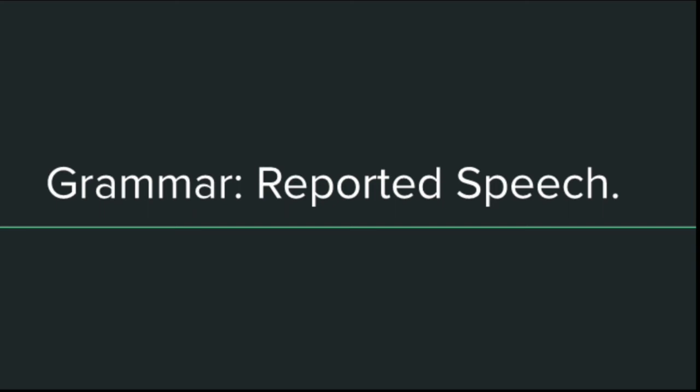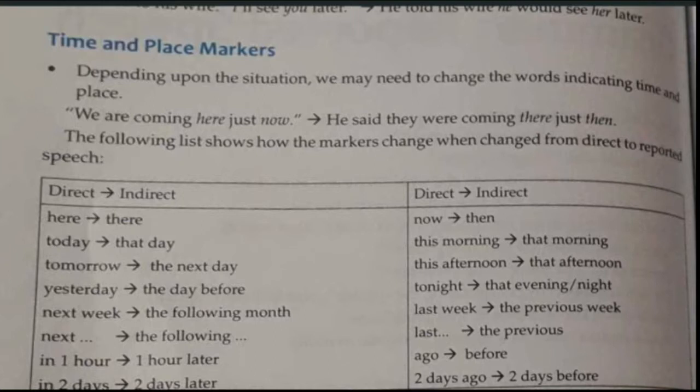Now, the following list shows how the markers change when changed from direct to reported speech. Here is a slide. You can also see on your text in your textbook on page number 96 the time and place markers. Depending upon the situation, we may need to change the words indicating time and place. We are coming here just now. We have seen this. So, he said they were coming there just then.